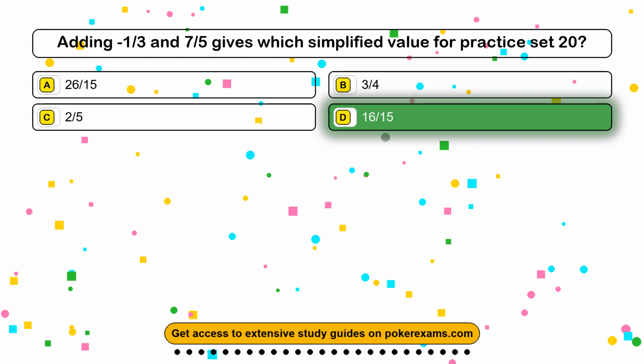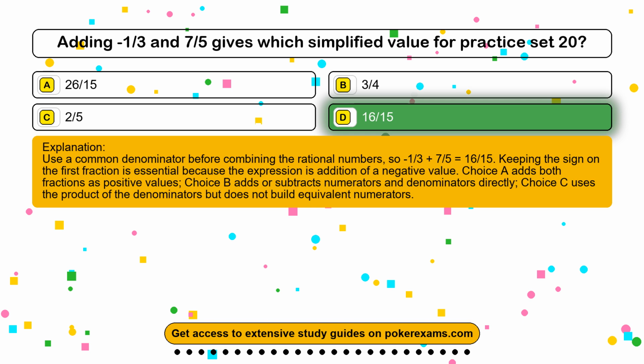The correct answer is option D, 16/15. Use a common denominator before combining the rational numbers, so -1/3 plus 7/5 equals 16/15. Keeping the sign on the first fraction is essential because the expression is addition of a negative value. Choice A adds both fractions as positive values, choice B adds or subtracts numerators and denominators directly, choice C uses the product of the denominators but does not build equivalent numerators.